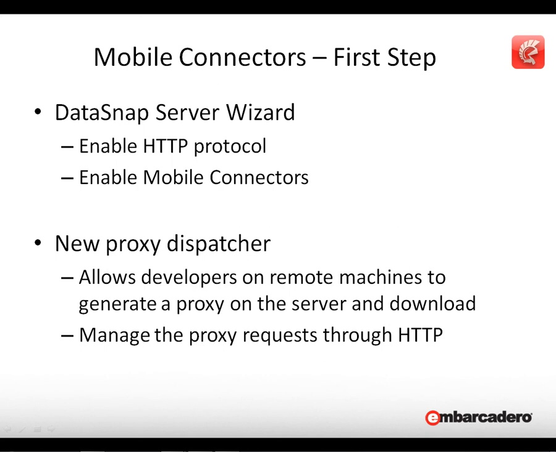When you do that using the wizard, a new proxy dispatcher is added to your DataSnap server. This proxy dispatcher allows developers to access the web server through HTTP and download the proxy. For example, if you have a DataSnap server running and I want to take the latest version of the proxy to access it, and I need the proxy for iOS using Objective-C, I can just use an HTTP request and download the code.